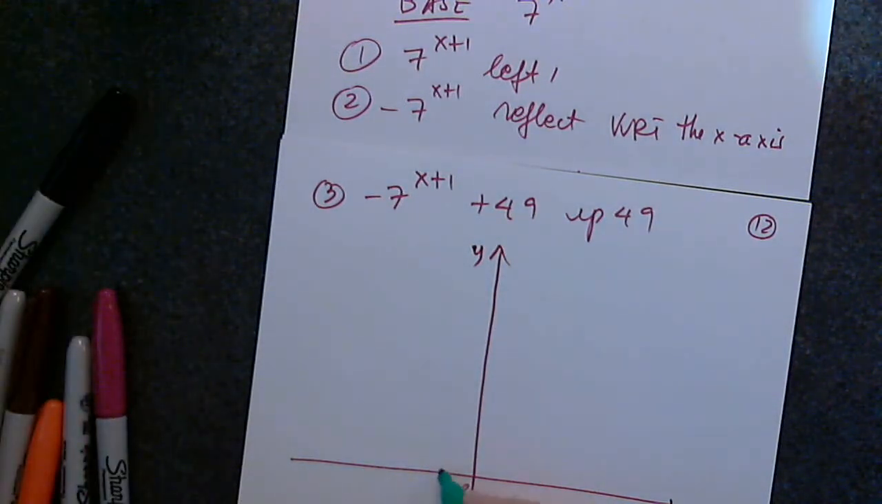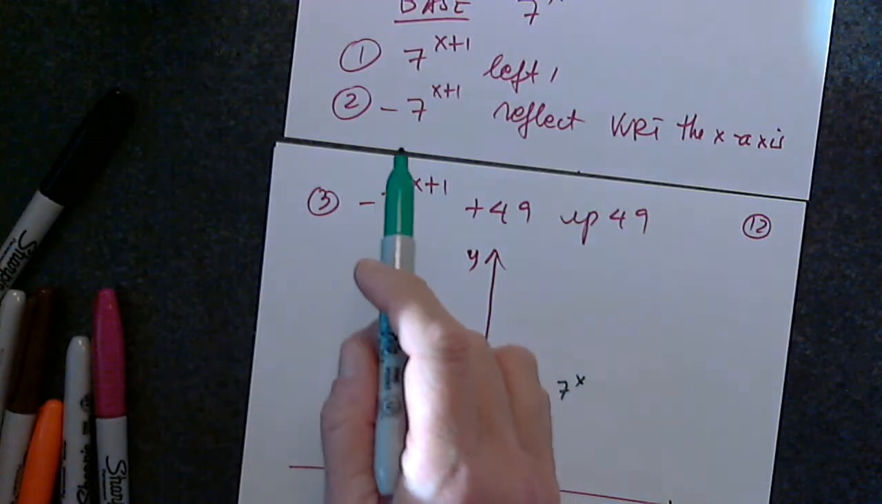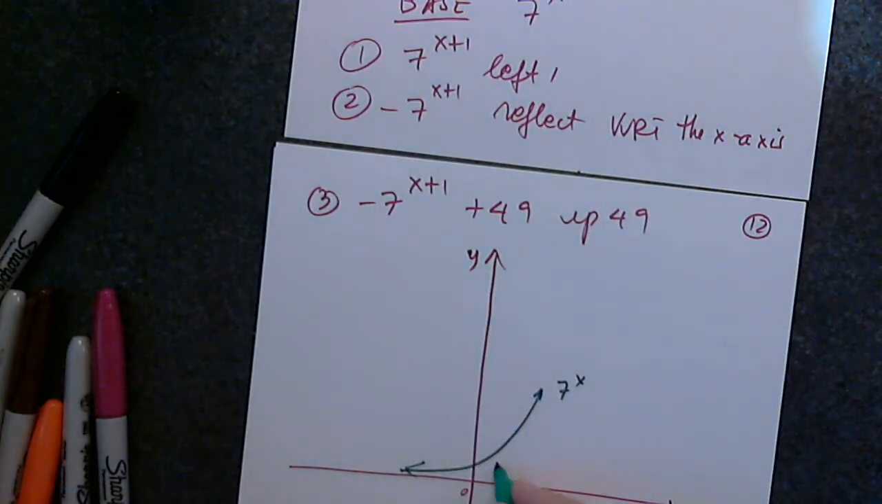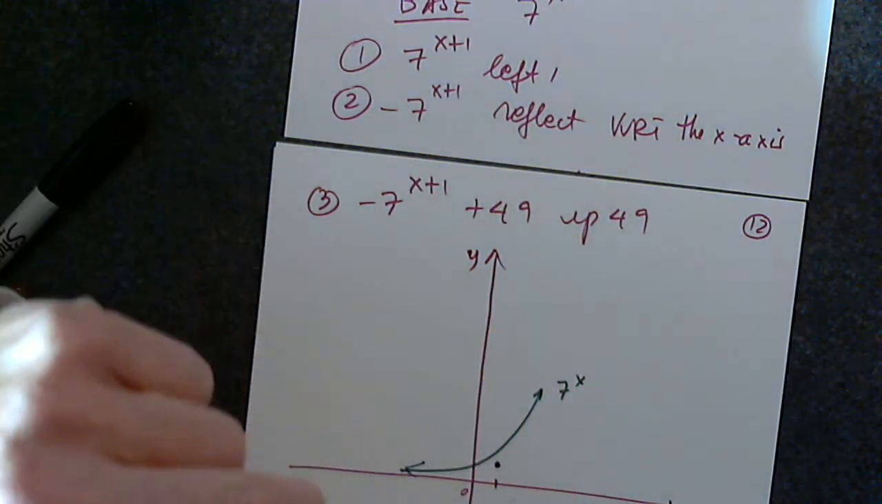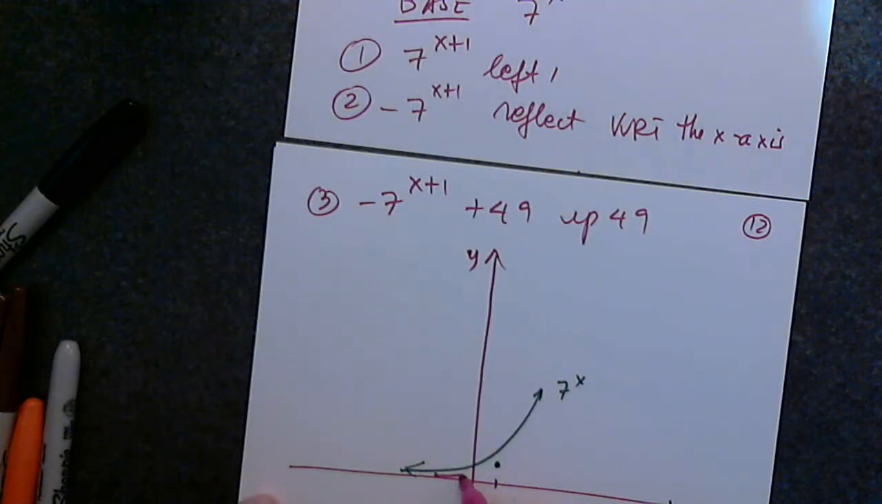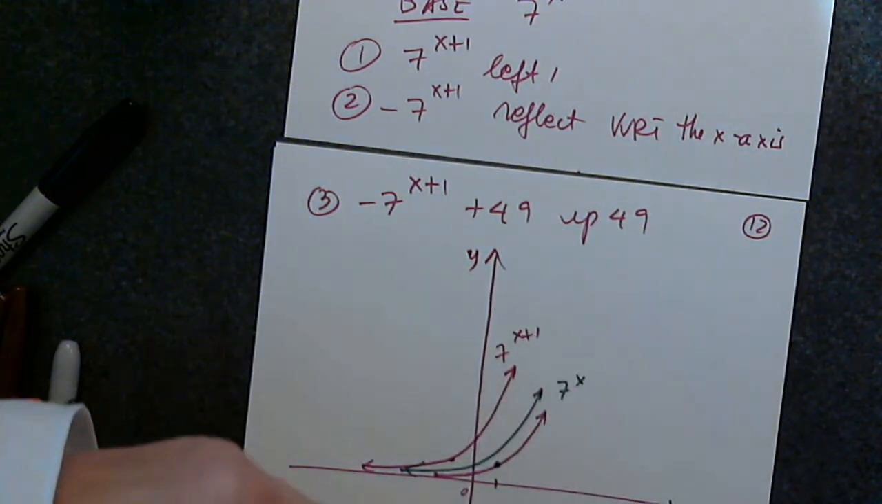Okay, 7 to the x crosses at 1, mandatory. 7 to the x. Then you told me to move it 1 to the right. So here it is, the new graph. We move it 1 to the right. We just said left. So here it is. We said left, so 7 raised to x plus 1.